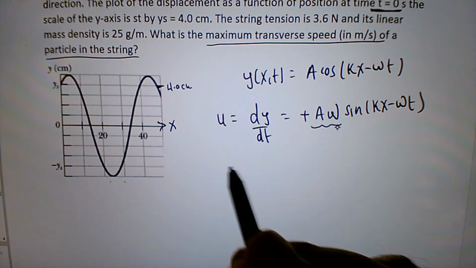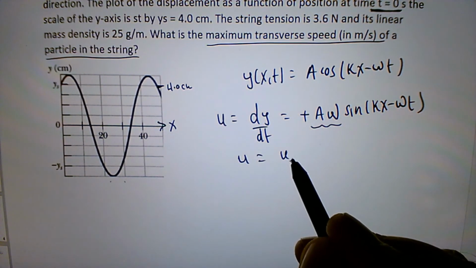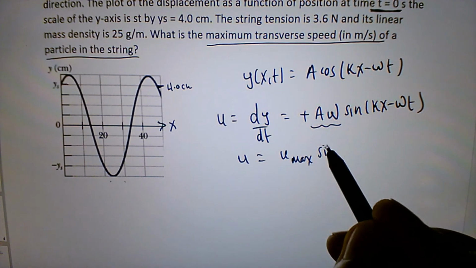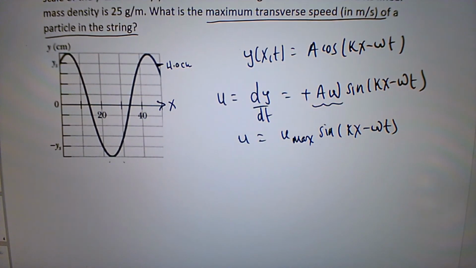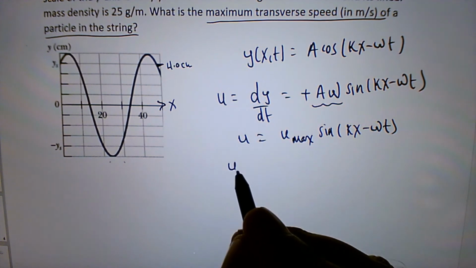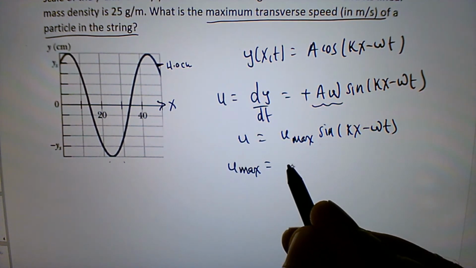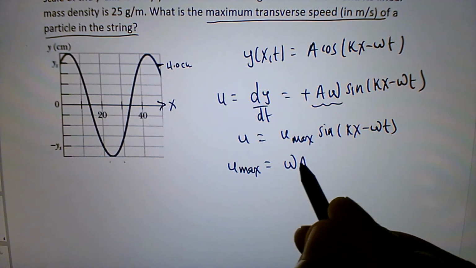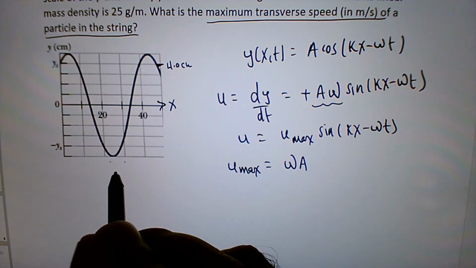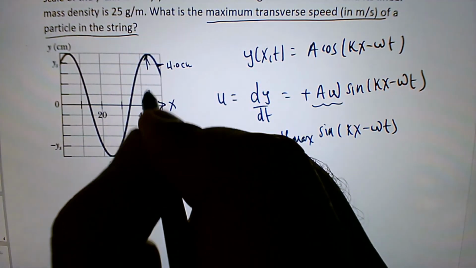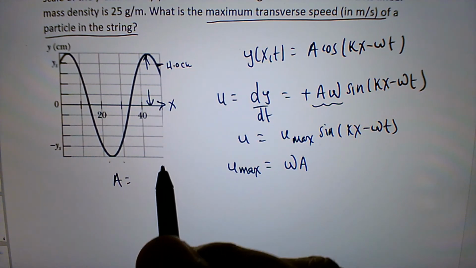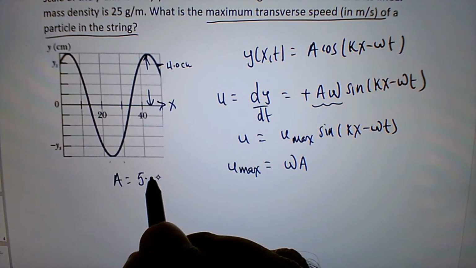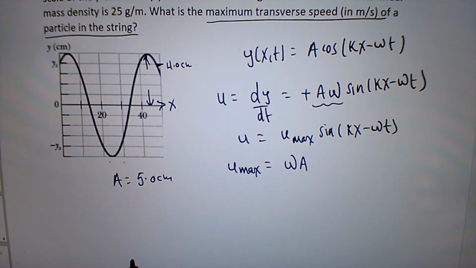So this must give the maximum transverse speed. It's just from simple harmonic oscillation, because each particle in the given medium works as a simple harmonic oscillator. So u max, the maximum transverse speed, is just omega A. What do you need? The amplitude is given from here. Since it's y versus x, amplitude is the maximum displacement. So it's 5 centimeters, that's given, convert into meters.